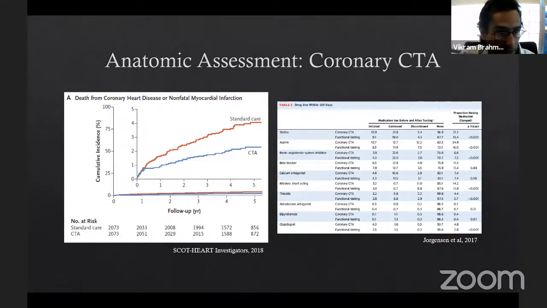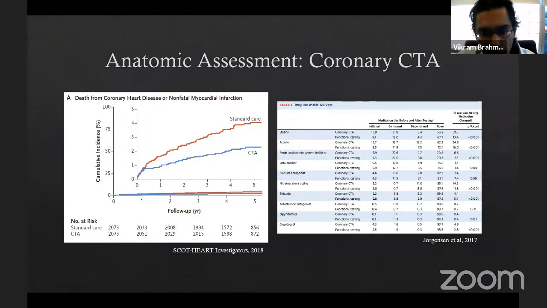This is the 5-year follow-up study, and I think this is really the game changer, and it's really affecting how we practice cardiology. So really in the CT arm, there was a reduction in death and non-fatal MI with a CT strategy compared to standard care.